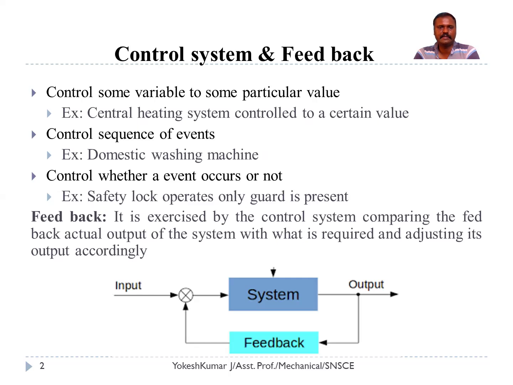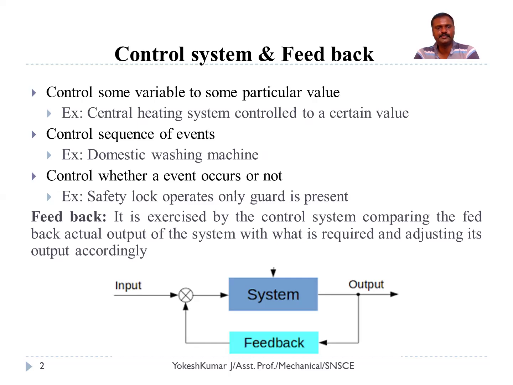For example, a domestic washing machine has different operations, like the washing cycle, rinsing cycle, and turning cycle. These cycles are operated in different sequences. Based on the program we select in the machine, the sequences and their durations can be adjusted accordingly. So if you want to customize this time, we can.